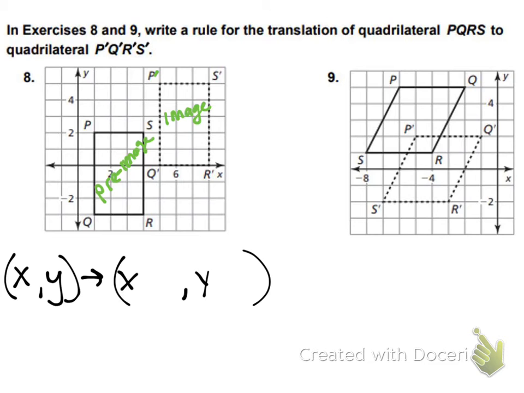Pre-image. All right, so pick a letter, P, S, R, or Q. P sounds good. You could do S as well. It's going to be the same. So we're going to count the X shift. We went to the right how many? 4, so that'd be plus 4. And then we went up 3, so that would be plus 3.